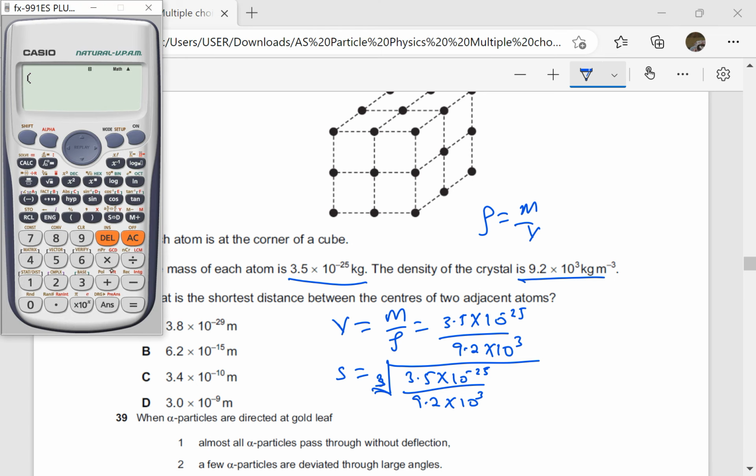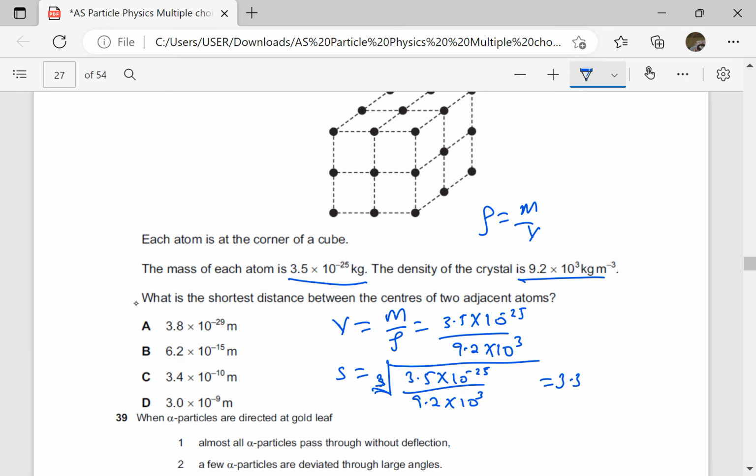So 3.5 exponent -25 divided by 9.2 exponent 3, then cube root. This is going to give us 3.336 times 10 power -10 meters. So this is approximately 3.4. We can take that to be the approximate shortest distance between the centers of two adjacent atoms. So the answer is going to be C.